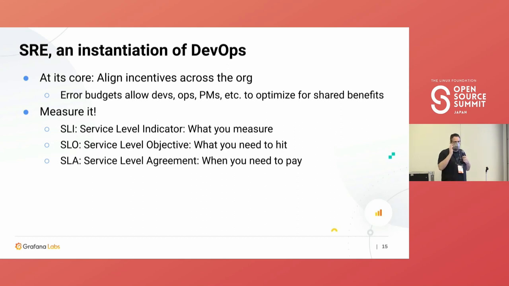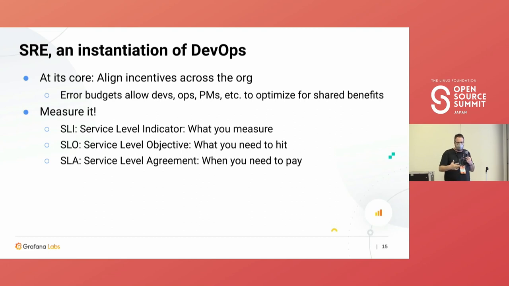Normally you have your software engineers, and they are being paid by features shipped. You have the ops people who are being paid by things not breaking. You have the product people who need to ship new features, and everyone is fighting each other. They don't really pull together. Error budgets change this because you introduce one common currency.